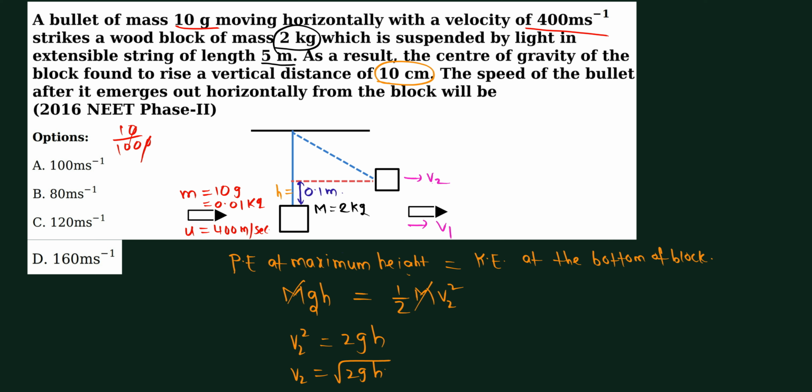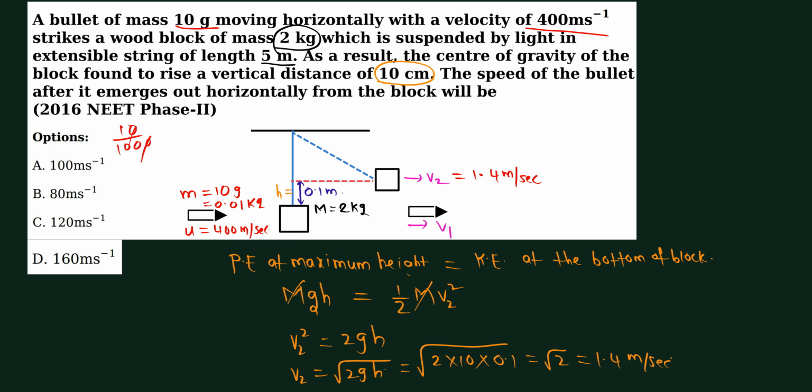So what is the g we assumed here? 2 into 10. What is the height value? The height value is 0.1. So you will get root 2 here. The root 2 value is 1.414 meter per second. That means after collision with the bullet, the block moves with a speed of 1.4 meter per second.